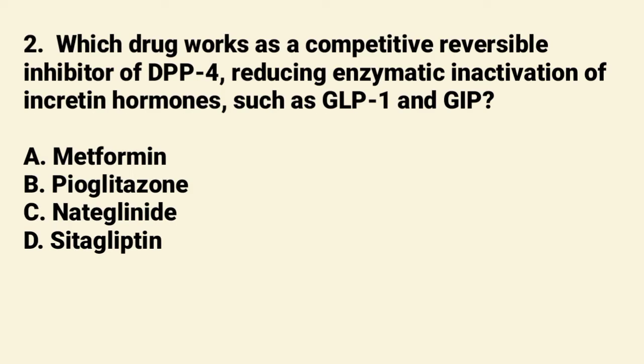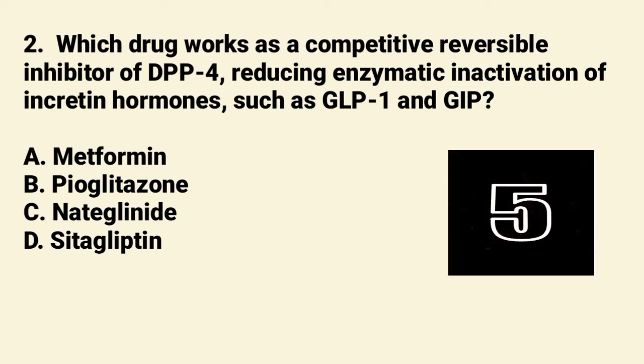Question number 2. Which drug works as a competitive reversible inhibitor of DPP-4, reducing enzymatic inactivation of incretin hormones such as GLP-1 and GIP? A. Metformin. B. Pioglitazone. C. Nateglinide. Or D. Sitagliptin.